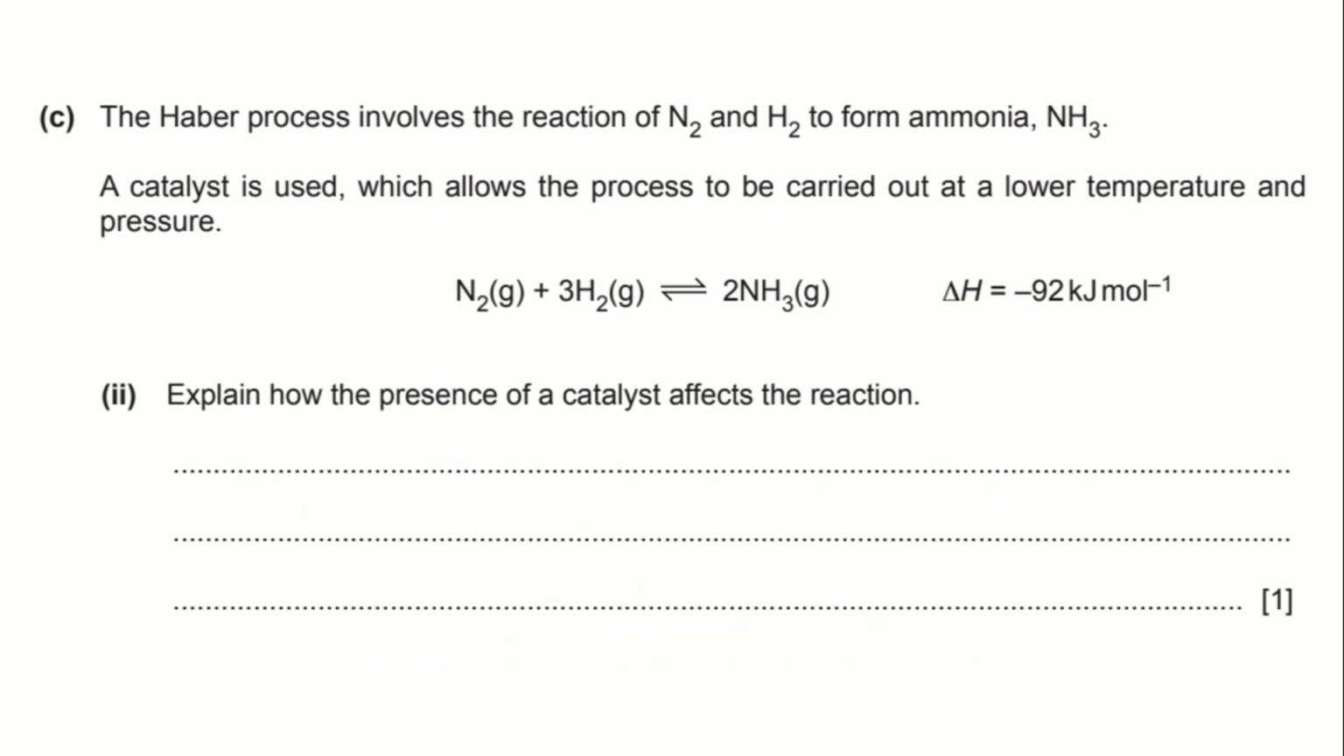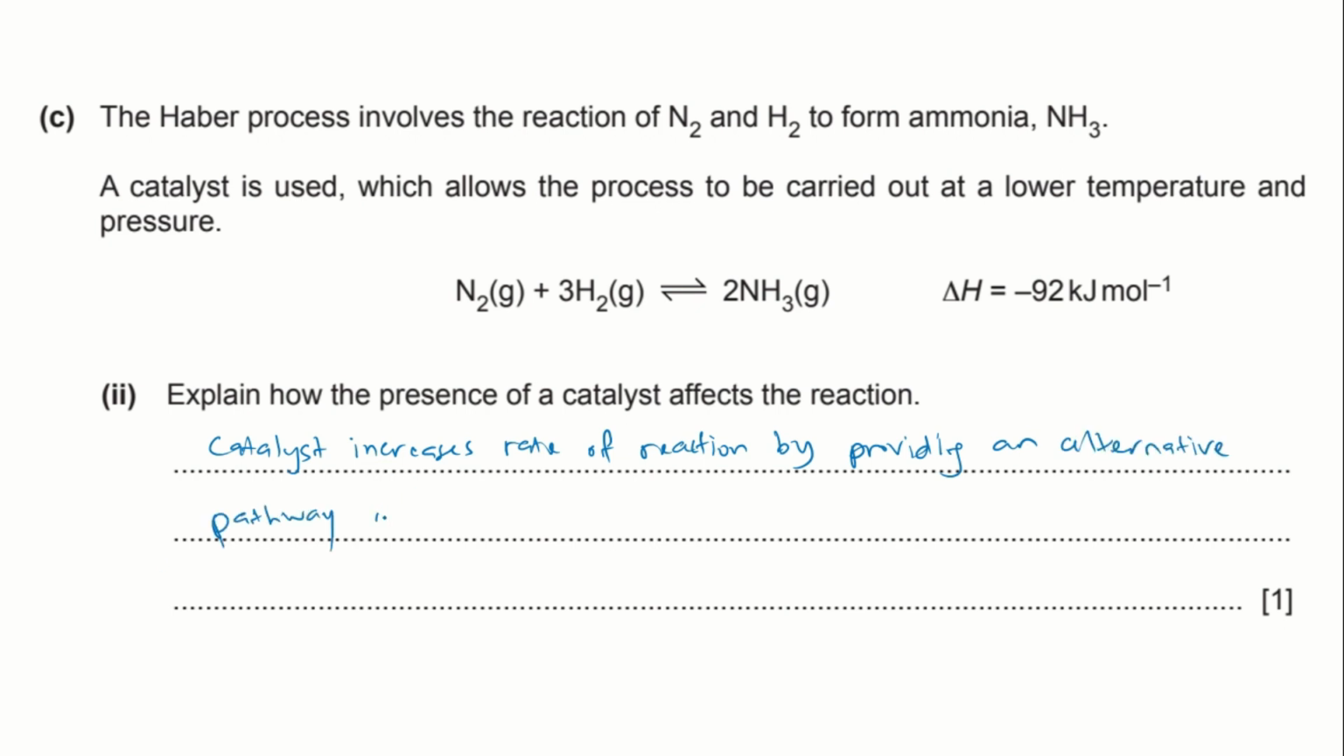Part 2 will explain how the presence of a catalyst affects the reaction. So adding catalyst will increase the rate of reaction. Okay, how? By providing an alternative pathway, and that alternative pathway has lower activation energy.